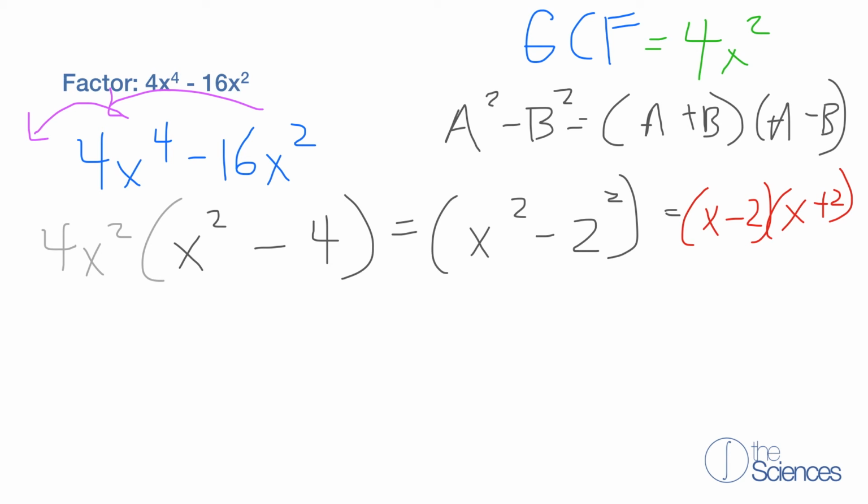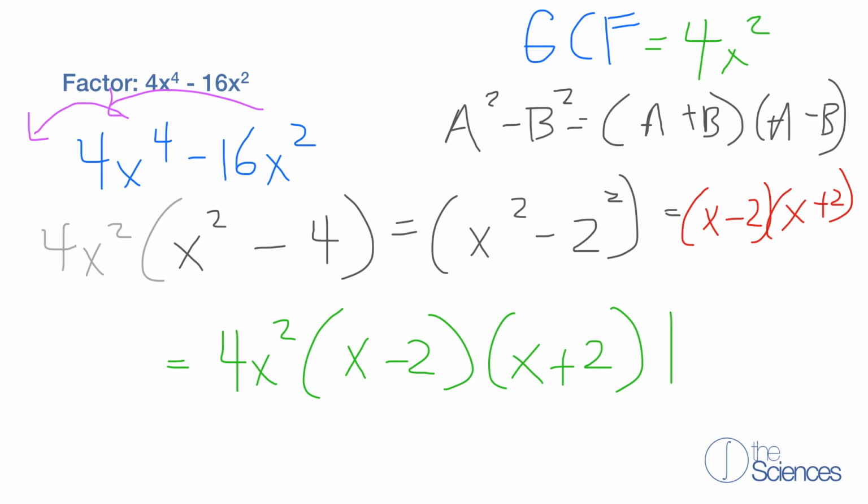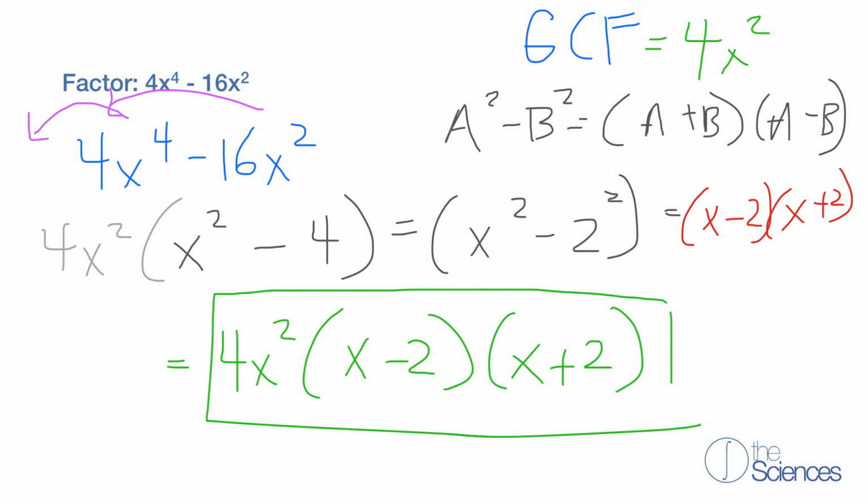So now we can combine our terms. Here we have 4x squared times x minus 2 times x plus 2. So that's our answer. We can check to see if we have any factors with more than one term that can be factored further. But looking at this is it.